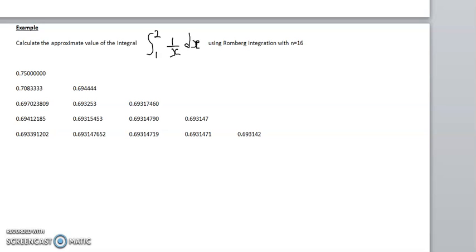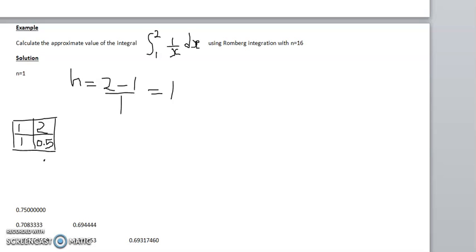Now, I'd like us to do this example. We've been given the number of strips as 16. I want us to do it together so that you can understand better. When you're calculating that question, you start with the number of strips as 1. When you start with 1 strip, you're supposed to get your h. And your h is 2 minus 1 over 1, which is equal to 1.